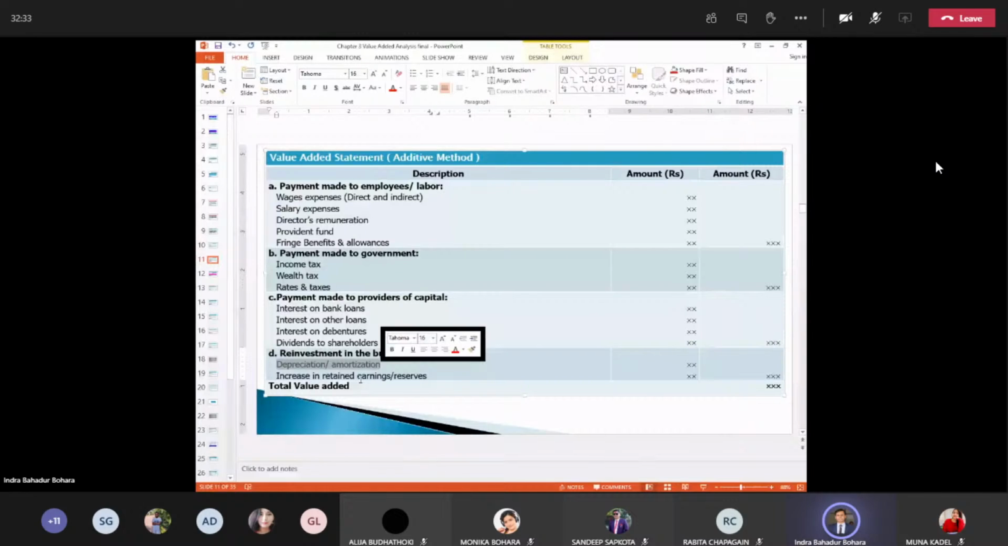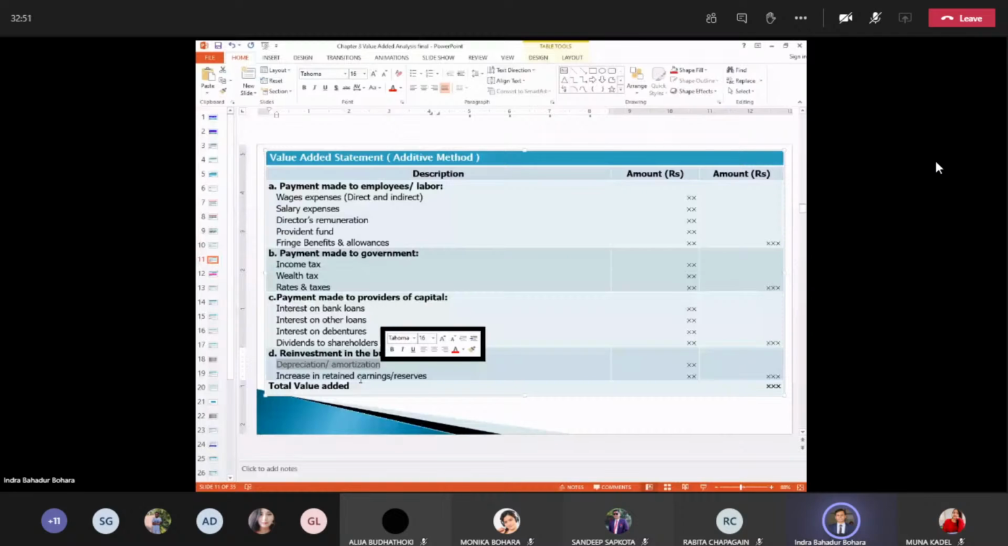Therefore, that amount of depreciation is kept separated in the organization for the reinvestment on purchase of assets in the future. So the total amount of value added is to be verified. Why is the value added?